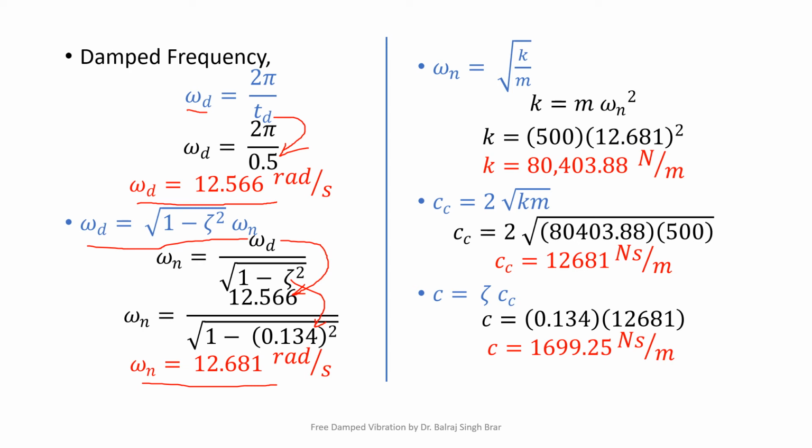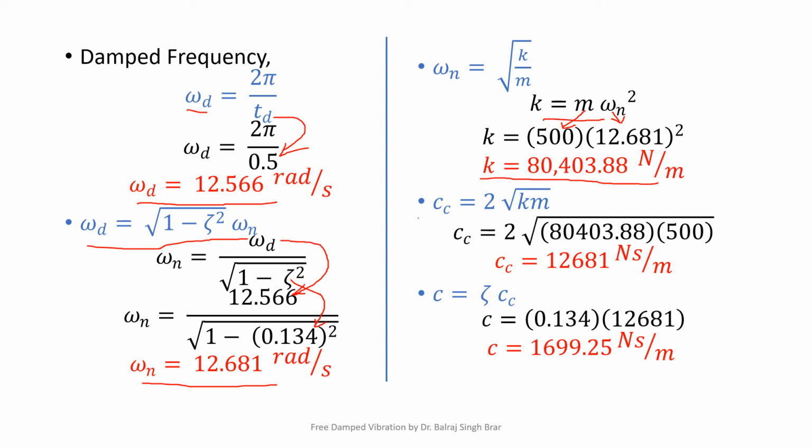We know relation for omega n is under root of k by m, from which k is m omega n whole square. We put value of m 500 kg, omega n 12.681. We have calculated, we solve, and now we know the stiffness of the spring mass damper system from the profile. Solving it, it comes out to be 80,403.88 Newton per meter.